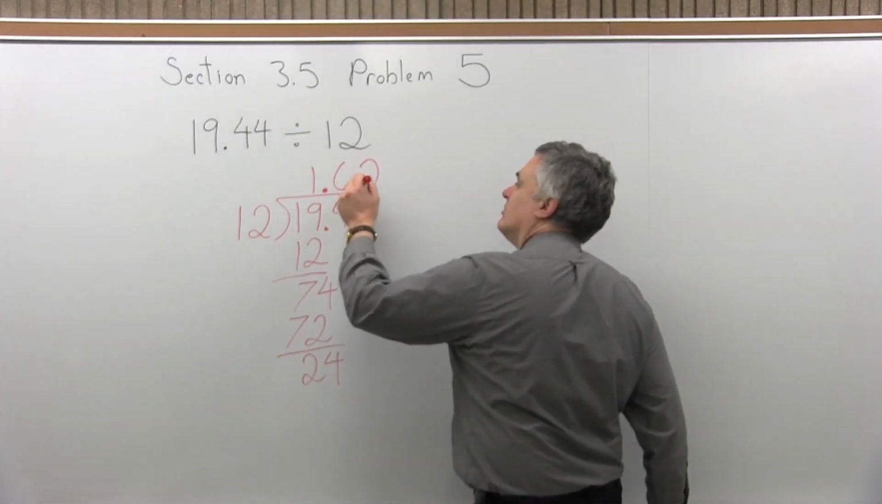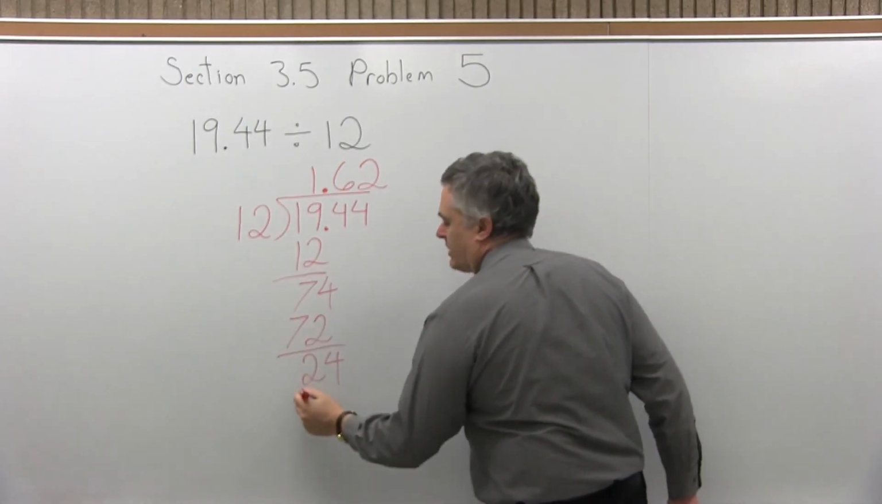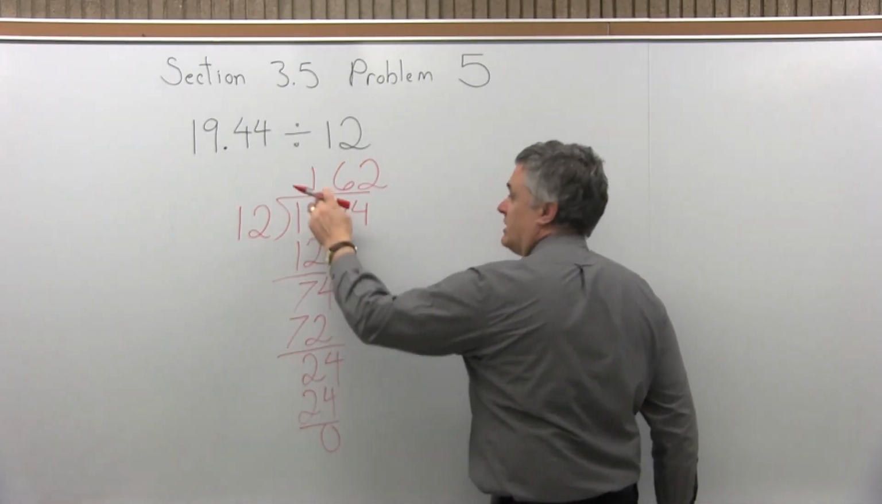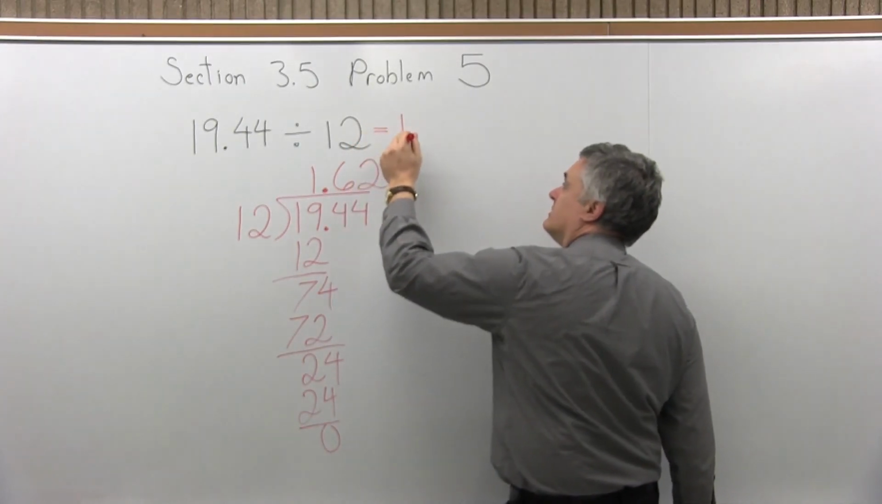So I put a 2. 2 times 12 is 24. And if you subtract, we get 0. So the answer is 1.62.